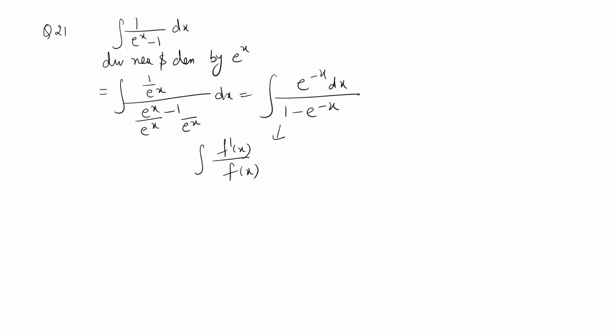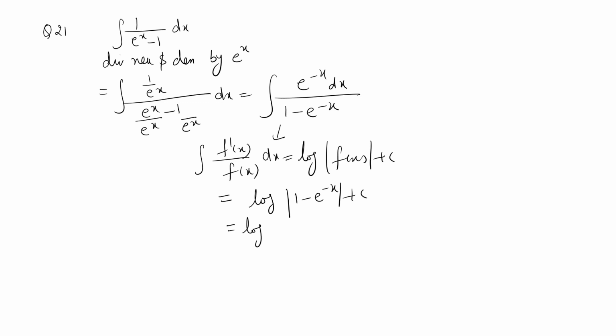Okay. And the answer to it is log mod f x plus c. So the answer is clearly from here, log mod 1 minus e raised to power minus x plus c, or we can simply write it as log of 1 minus 1 upon e raised to power x plus c, or log mod e raised to power x minus 1 upon e raised to power x plus c.